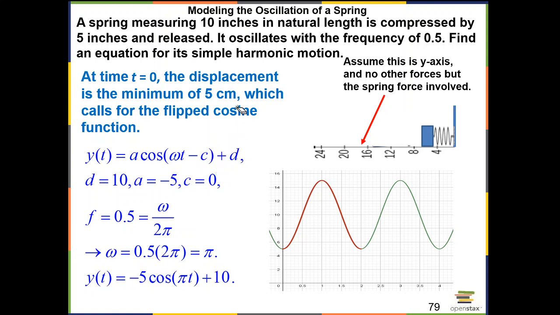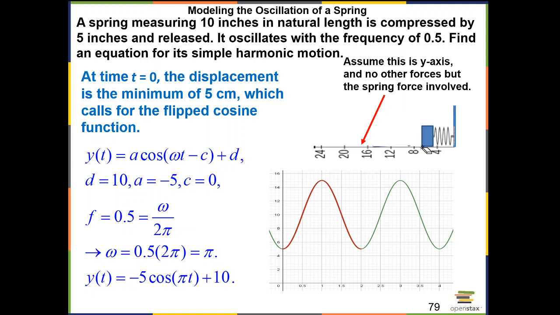All right, now the frequency we are given. The frequency is 0.5. What does that mean? That means omega over 2 pi is 0.5. So omega is 2 pi times 0.5, which is pi. So that's pi. So the equation for this is right here. And you see right here, think of this as the y-axis. So we measure the displacement on the y-axis. Of course, the y-axis is here, but we assume this is the y-axis and there are no other forces involved.